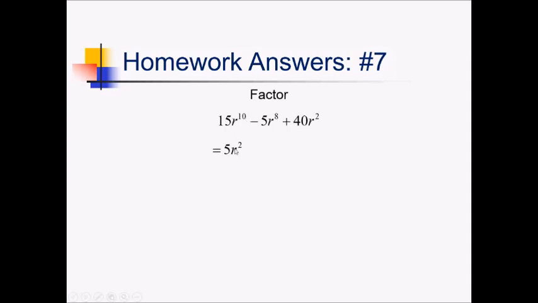15r to the 10th over 5r squared. 15 over 5 is 3, and we subtract the exponents, so we're going to have r to the 10 minus 2, so r to the 8th, so 3r to the 8th. And then we've got 5r to the 8th divided by 5r squared. So the 5's cancel. We have r to the 6th that we're subtracting there. And 40 over 5 is 8, and we have r squareds canceling out, so that's just going to be plus 8. And this one is done.